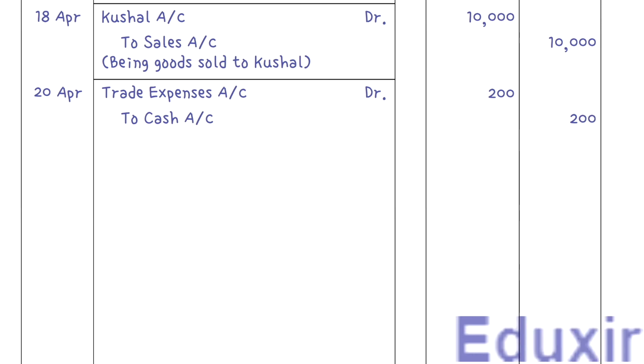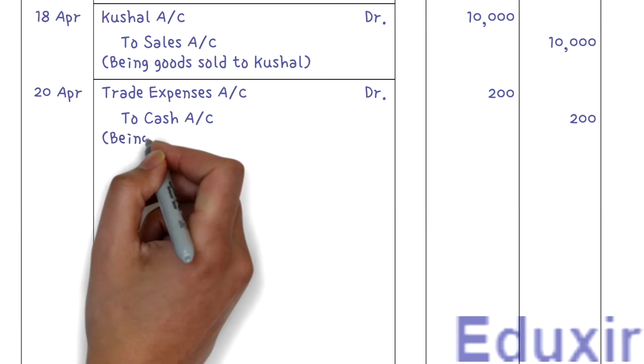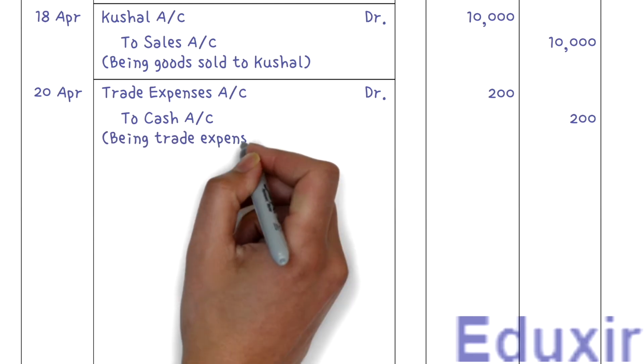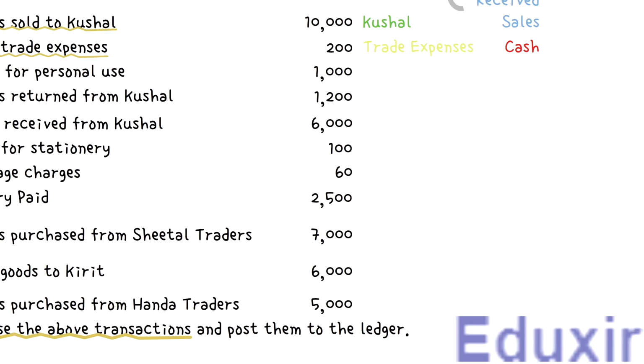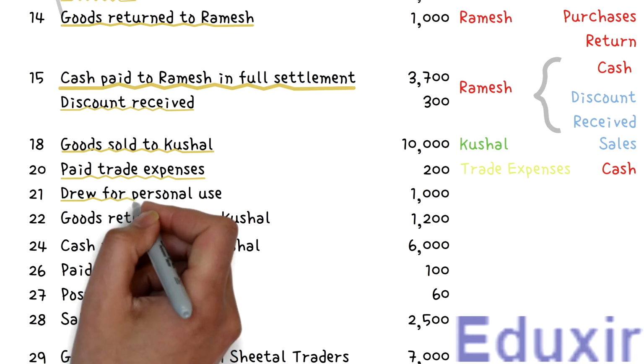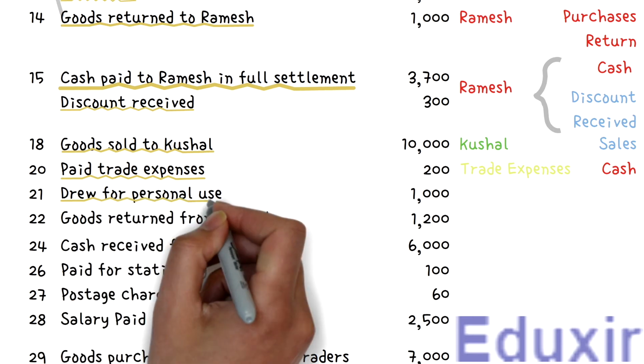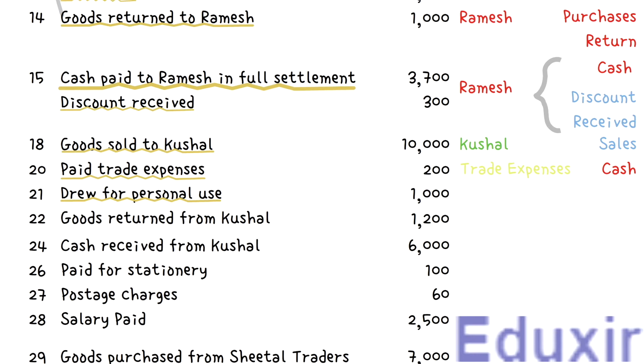Let us now record the narration or description of this transaction, that is, being trade expenses paid. Let us now draw a line to mark the completion of journalizing of this transaction. With that, we have completed the journalizing of this transaction. Let us now take up the next transaction. In this transaction, the owner of the business has withdrawn 1000 rupees for personal use. Here, we assume that the owner has withdrawn the amount in cash.